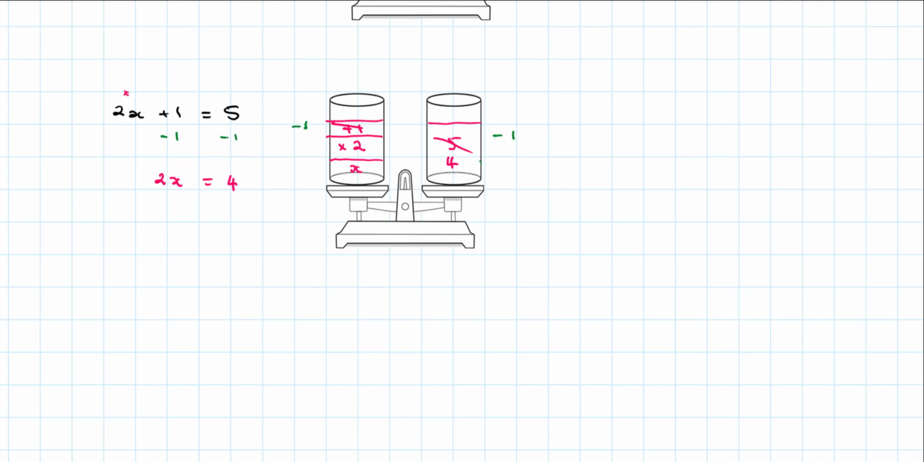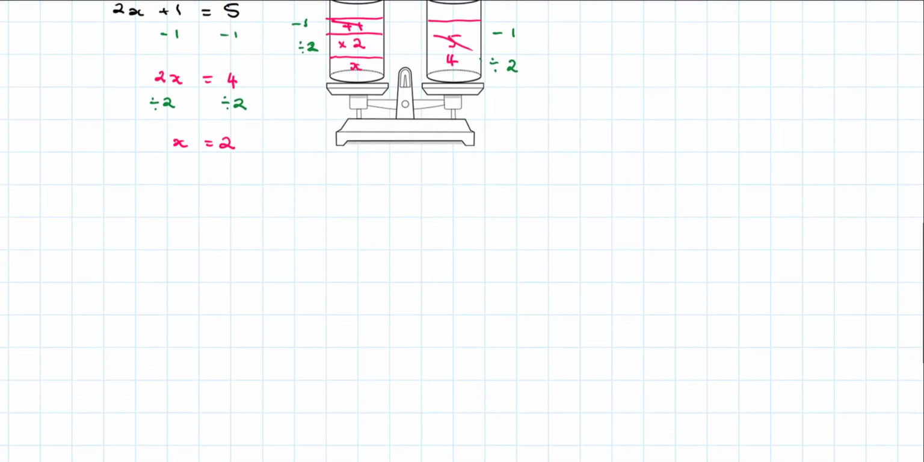The next step is to undo the multiply by 2. So I divide by 2 because that's the opposite. That will get the multiply by 2 out of my cylinder. And to keep the balance happening, we divide the other side by 2. So divide by 2, divide by 2. That leaves me with x equaling 2, and I've solved the problem.